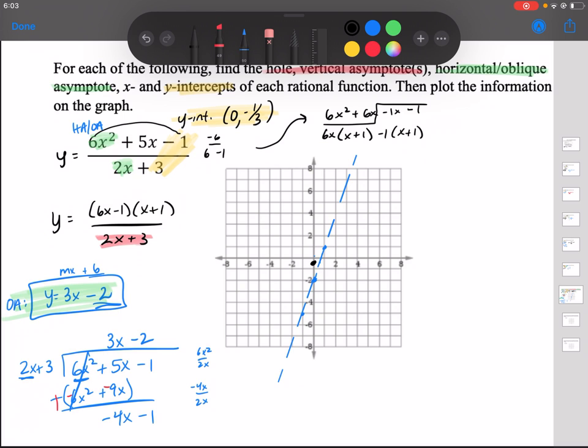So for our vertical asymptote, we find the zero of that. So that's x equals negative 3 over 2, or negative 1.5. So I go right here and I have negative 1.5. And then the x-intercepts would be 1/6 and negative 1. So 1/6 is right about here and negative 1's right there. And there would be all of our coordinates.